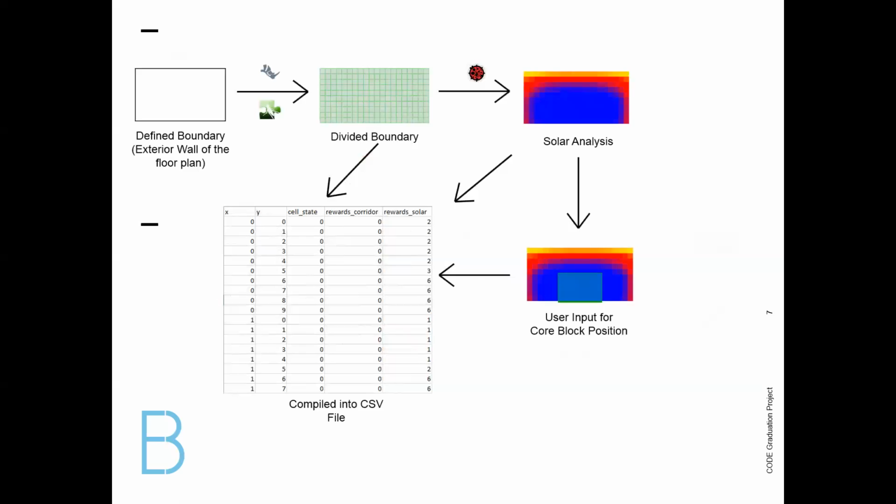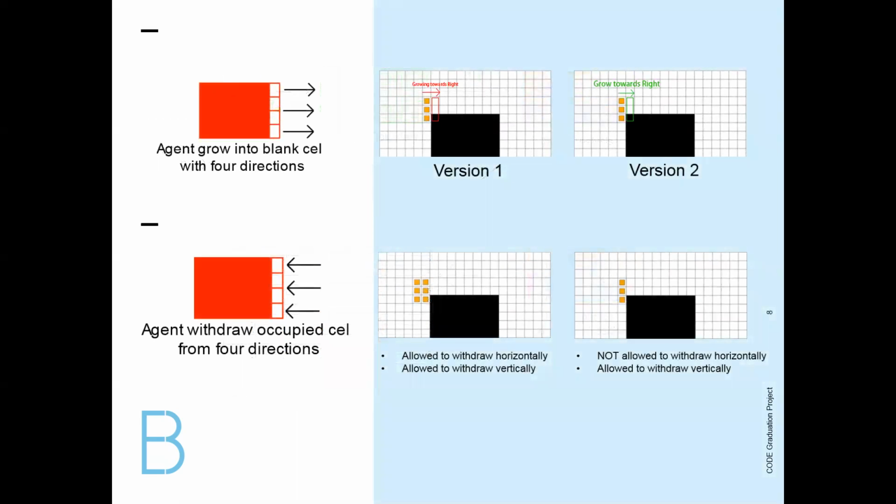The core block consists of the elevator, the staircase, and the corridor. And then by putting all the data together into a CSV file to pass into a Python library called Tensho. For the actions, as you can see on the top half, this is the first action that each agent will be able to move. So we'll grow into 4 directions, and there's 2 versions.